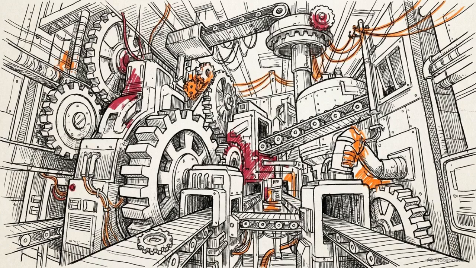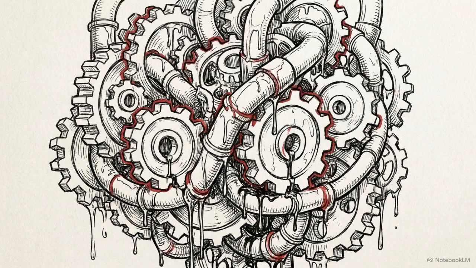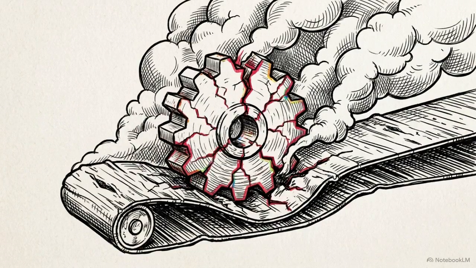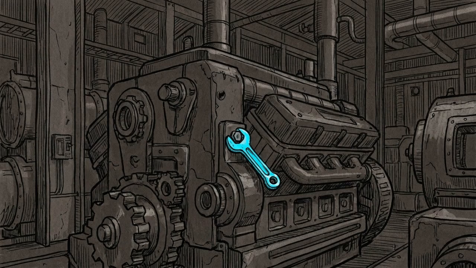Imagine building computer software like constructing a massive factory. If you design it as a single continuous machine, every part depends on every other part. When one gear slips, the entire assembly line screeches to a halt. You have to take the whole system offline just to fix a single bolt.